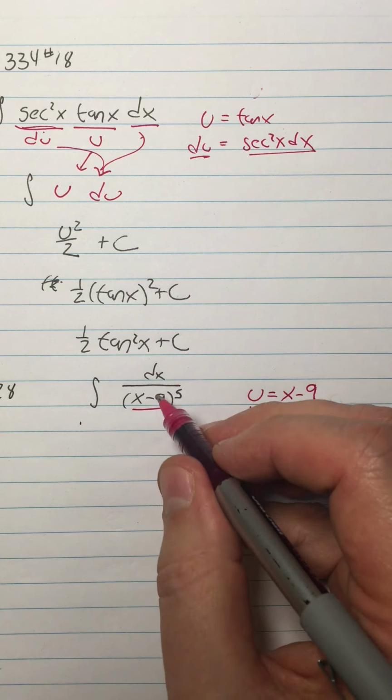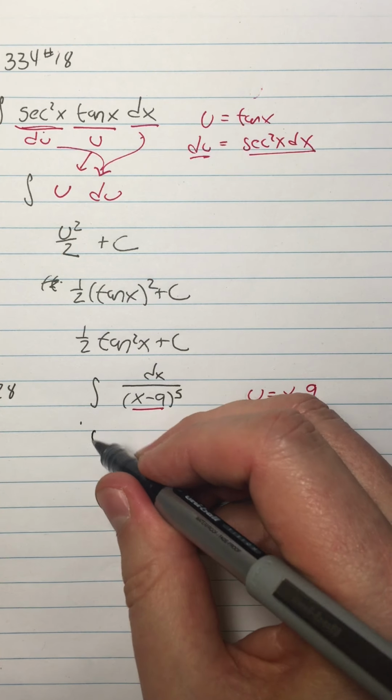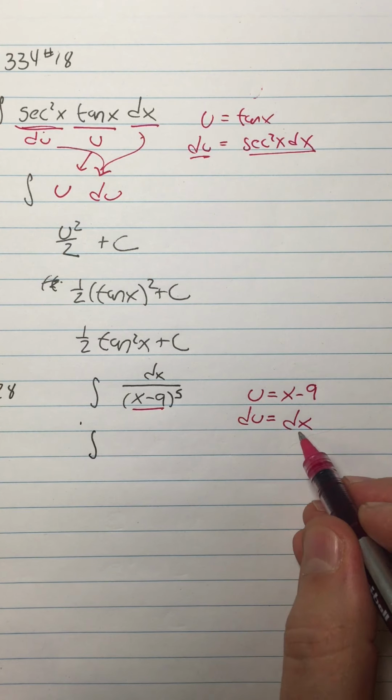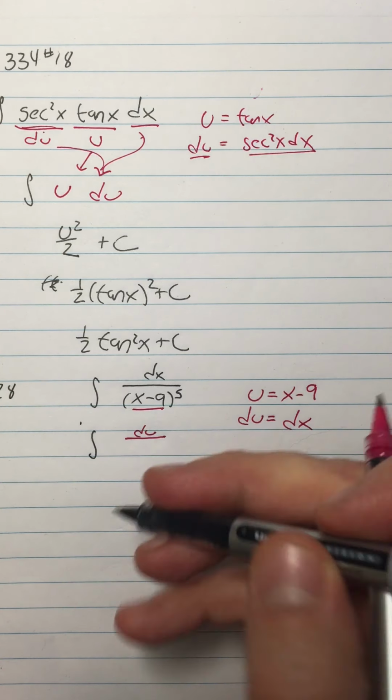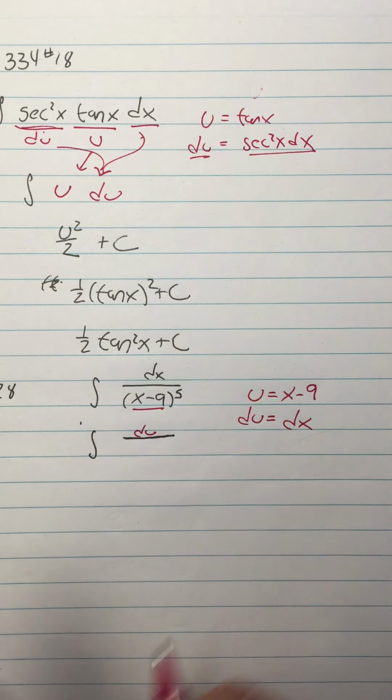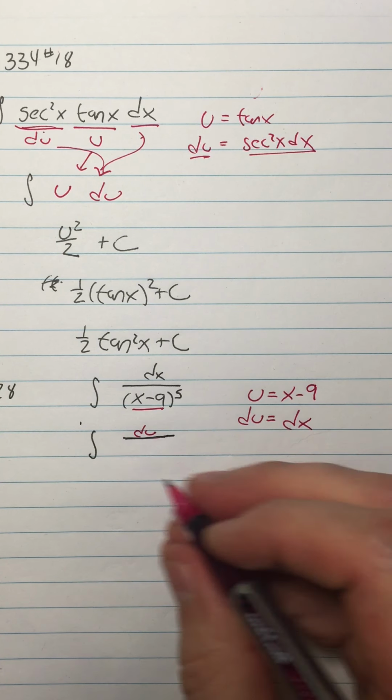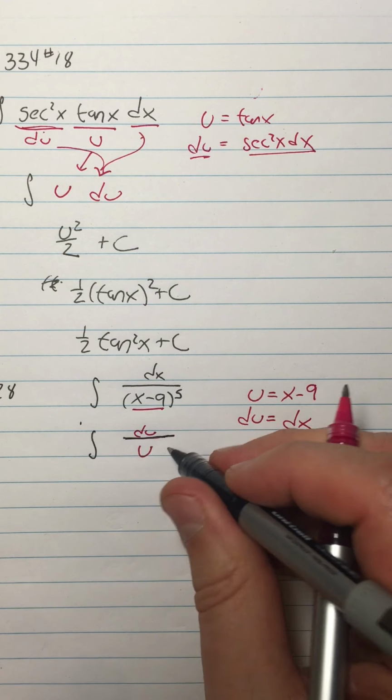All right, now what am I going to do with this like du over? So when I go ahead and do the substitution, my dx is du, so dx is du. All right, I'll make that vinculum black there. And then my x minus 9 becomes just u, and that's to the 5th power.